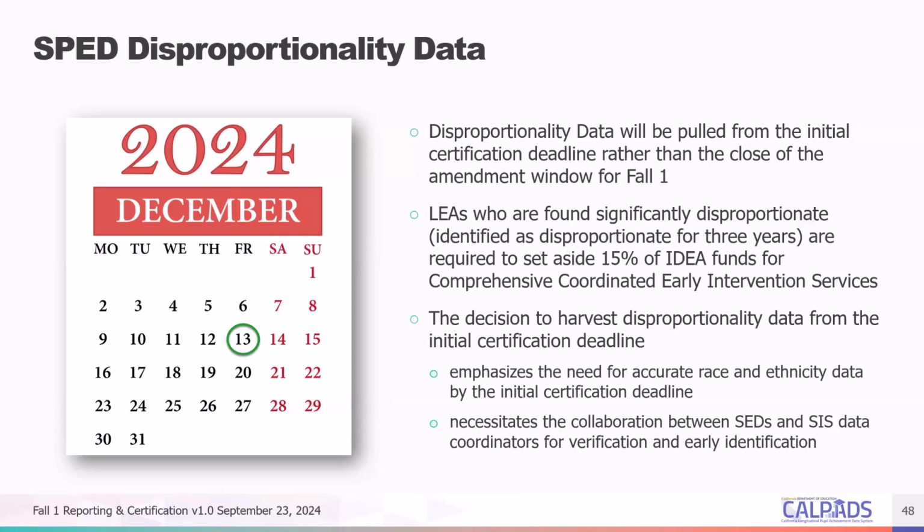And this decision to harvest the data earlier than in years past emphasizes the need for accurate race and ethnicity data reporting by the initial certification deadline, and necessitates the collaboration of the SEDS and the SIS data coordinator. So we're all SIS data coordinators. We work in a student information system. The race ethnicity data for all students, including students with disability, comes from the SIS. But we have to understand the SEDS data coordinator has their own data collection.